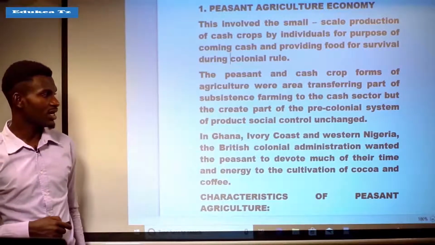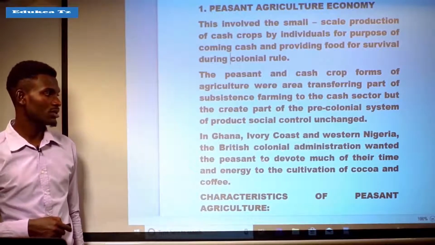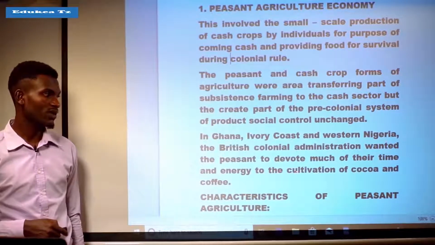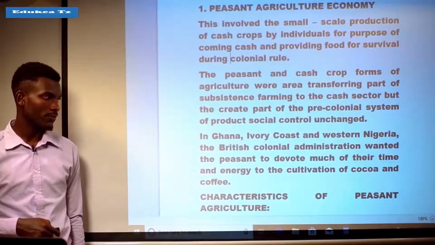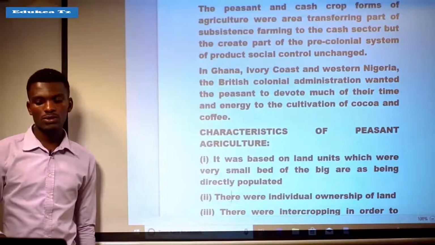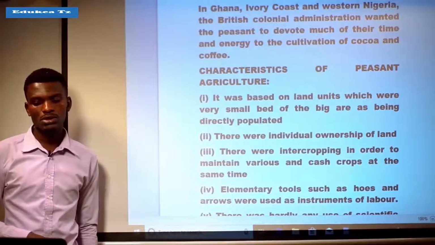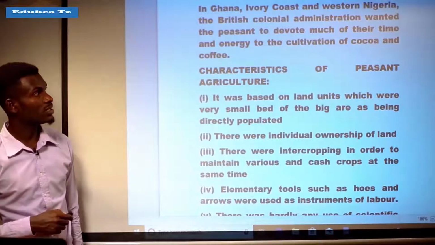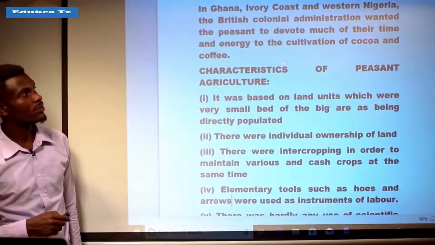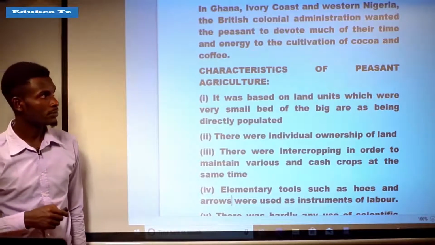For example, in Ghana, Ivory Coast, and Western Nigeria, the British colonial administration wanted the peasants to devote much of their time and energy to the cultivation of cocoa and coffee. It means that in areas like Ghana, Ivory Coast, and Western Nigeria, the peasants were engaged for much of their time and energy in cultivating cocoa and coffee.